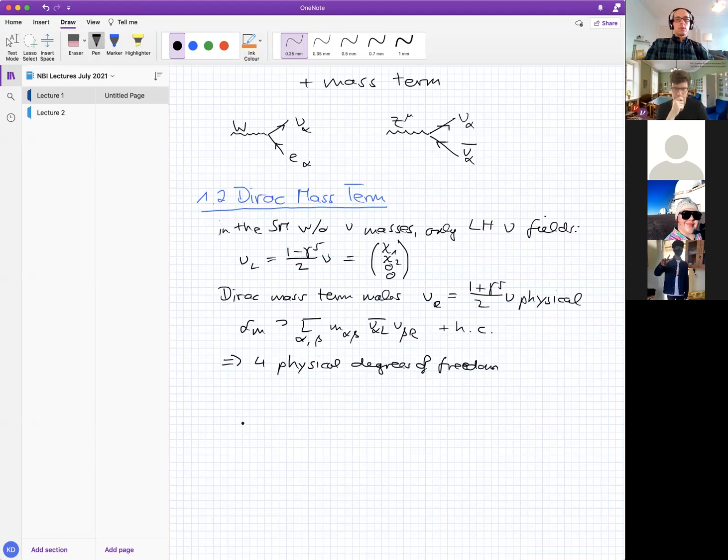Now, there's one nice, more intuitive picture to understand why there are 4 degrees of freedom. And to understand this, look at the following. Let's assume we have a neutrino, and the neutrino is moving in some direction with a momentum p. And let's also assume that the neutrino has a spin, and let that spin be anti-aligned with the momentum. So let's draw an arrow that indicates the spin.